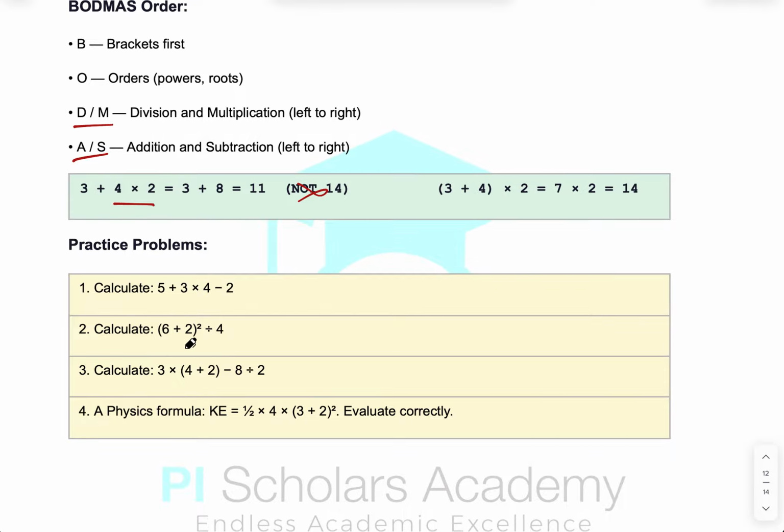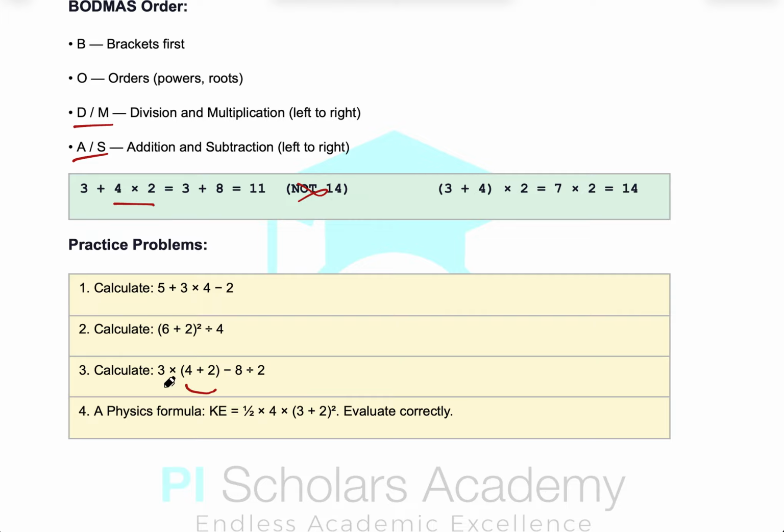For instance, if you have this now, you do 6 plus 2. That is what? That is 8. Then 8 raised to power 2 is 64. Then you now do 64 divided by 4, and that is going to give you 16. So you need to be very, very careful when you're working with stuff like this. From this place, you do 4 plus 2 first, which is 6. Then you do 3 times 6, which is what? 18.